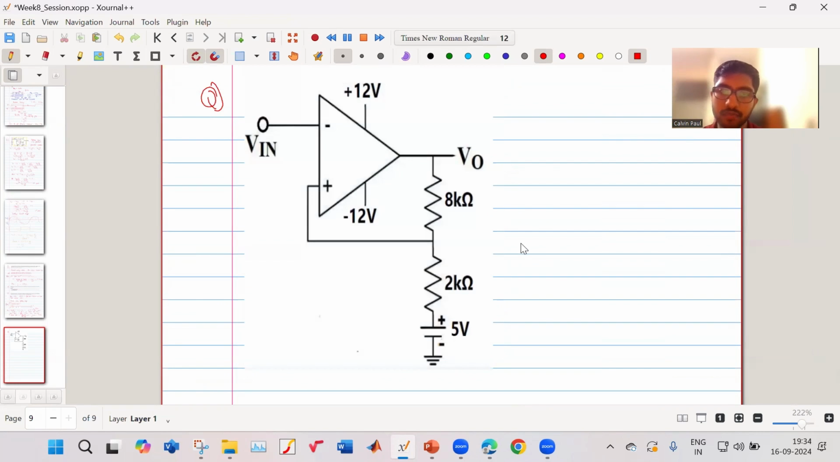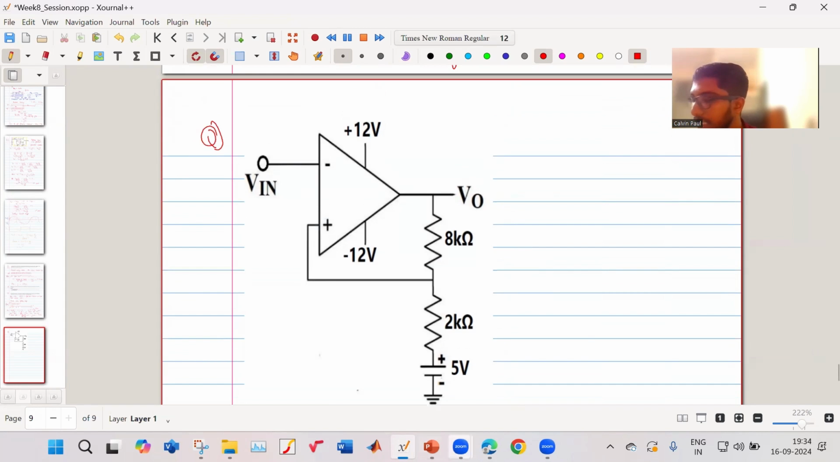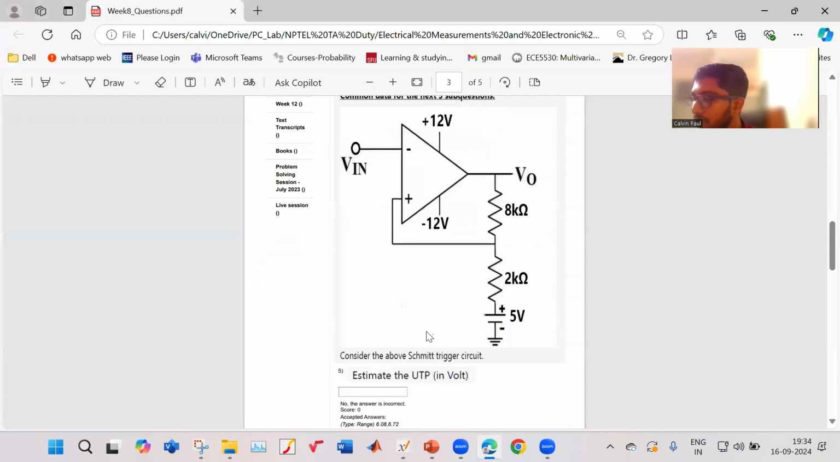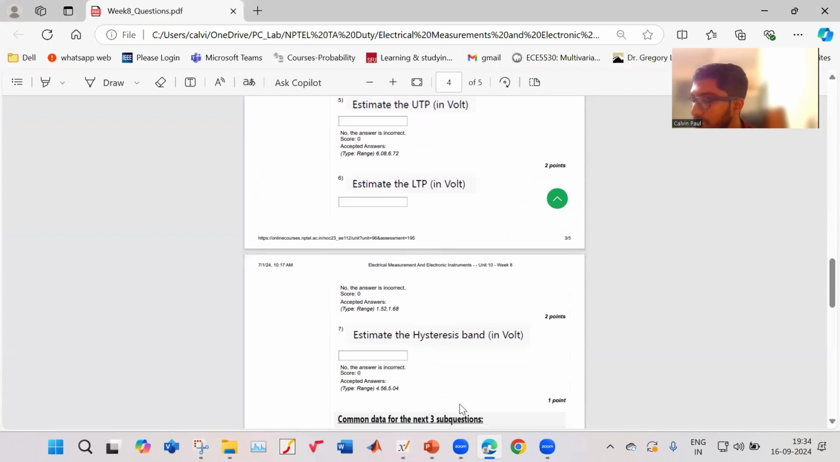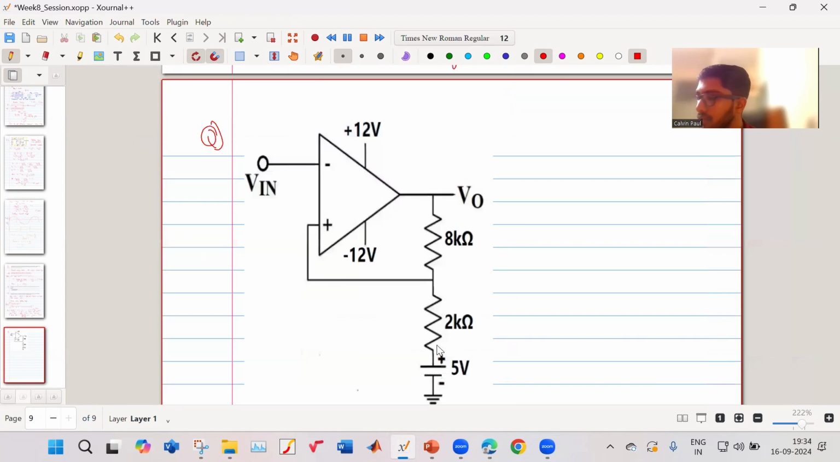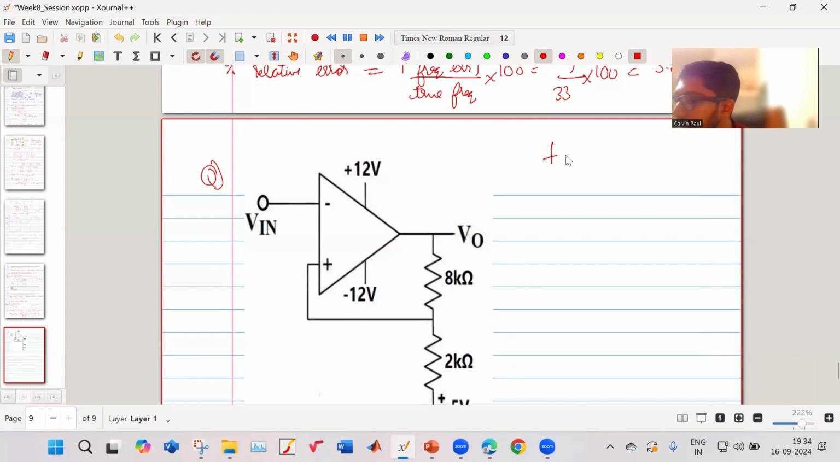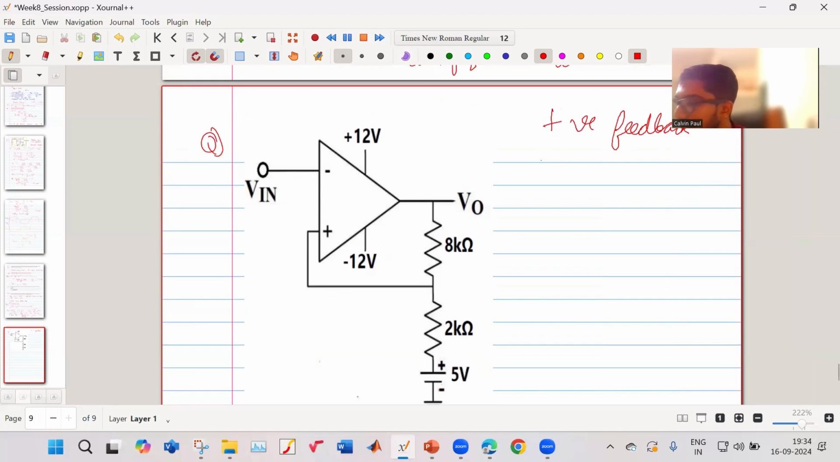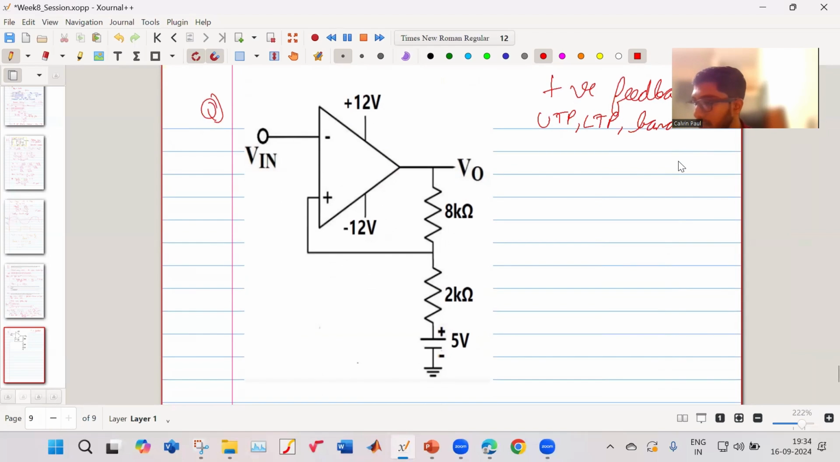So this is a question. What have they asked? They have asked the upper trigger point, lower trigger point, and the hysteresis band. First, again, let us see this is positive feedback. So it's a Schmitt trigger, and they are telling you to find the upper trigger point, the lower trigger point, and the band. So these are what we have to find.